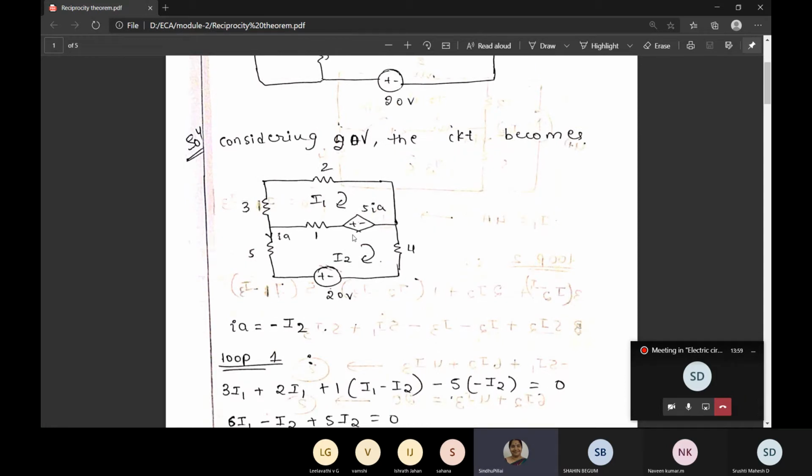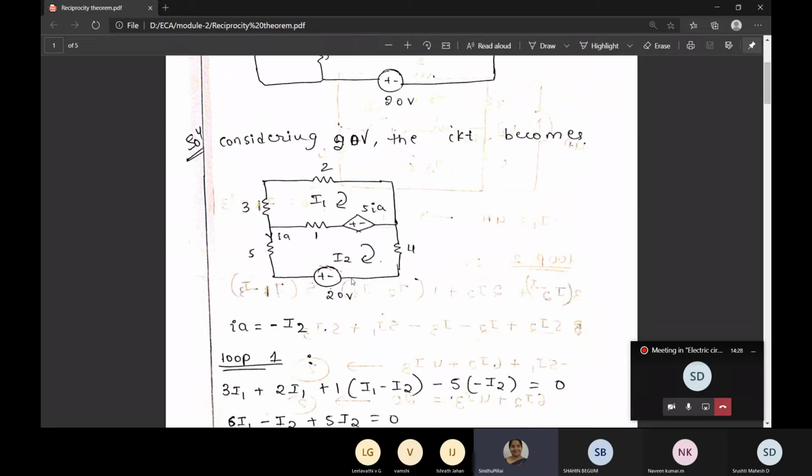How many loops are there? We have two loops, I1 and I2. Go with mesh analysis and assume the current in the clockwise direction. So what will be IA? IA is nothing but I2. But see that the IA direction is downwards and I2 is coming against IA, so IA is nothing but minus I2. Whatever you get for I2, minus of that will give the current IA.